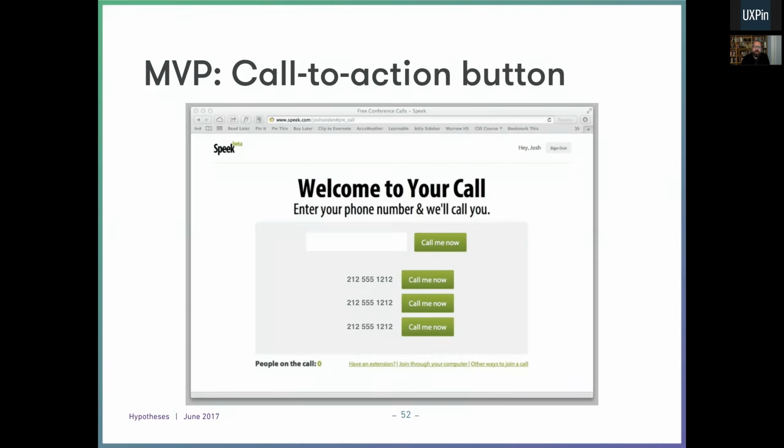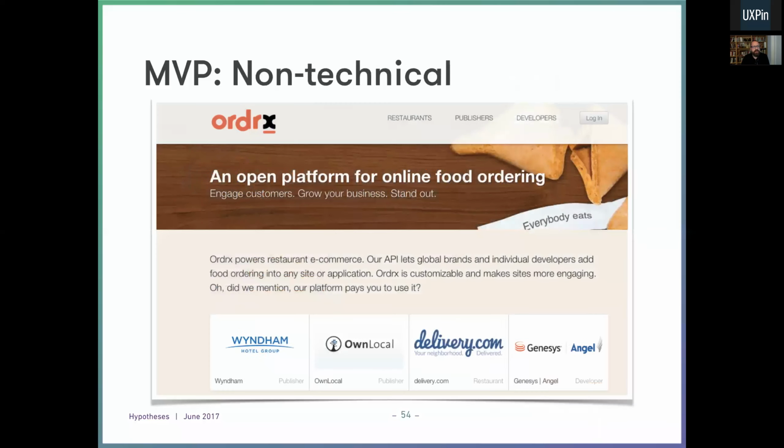The folks at Speak wanted to know, do people want to join through voice over IP on their computer? And so they put this link down here that said join through your computer. But they didn't actually build the feature. What happened was when you clicked on that link, you got a pop-up that said, hey, thanks for your interest in this feature. We're not ready yet, but we'll contact you if you want to leave your contact information. And what that let them do was measure demand. And it was tolerable because they were in beta, right? So customers didn't necessarily expect a complete experience. So again, this was their MVP for voice over IP. Was there demand for it? They could test it with a link.